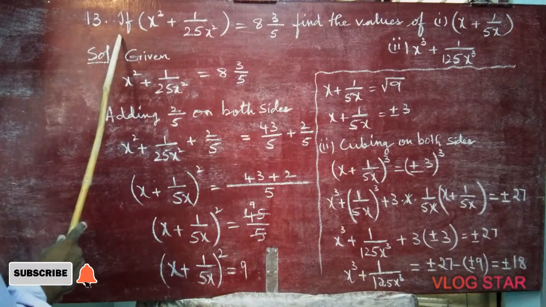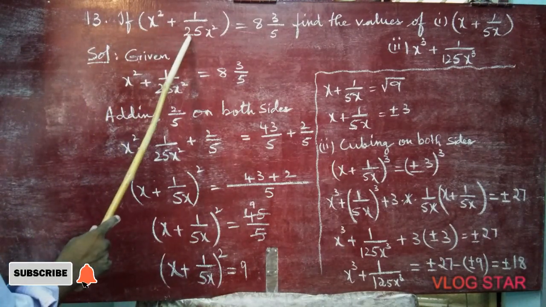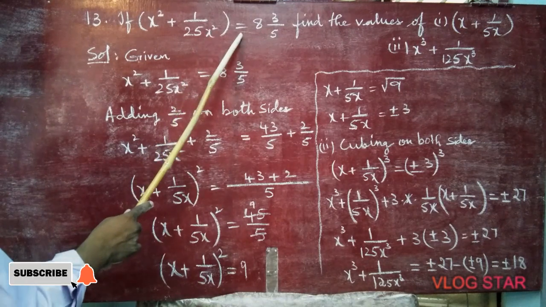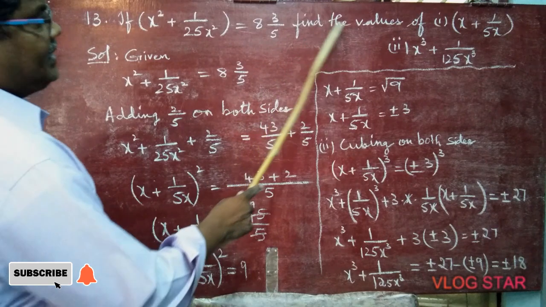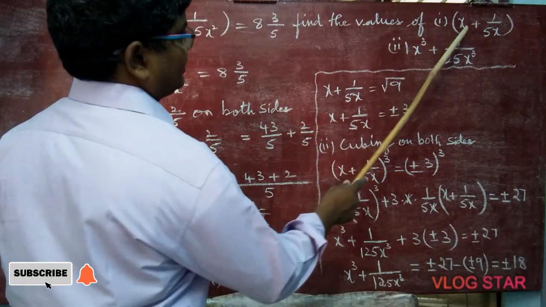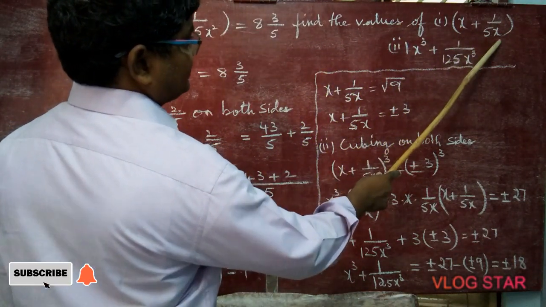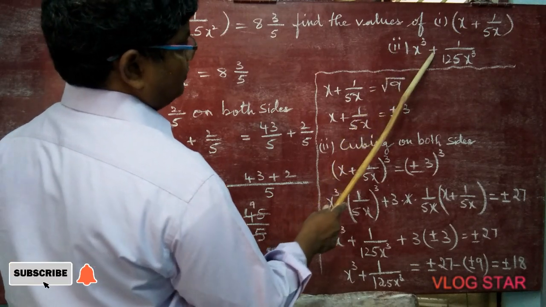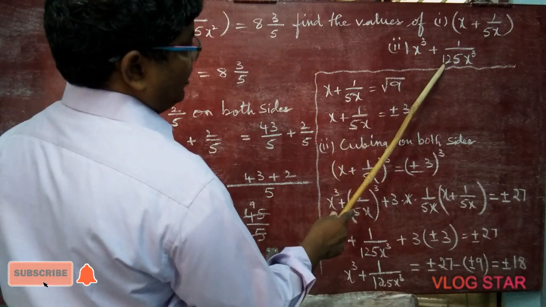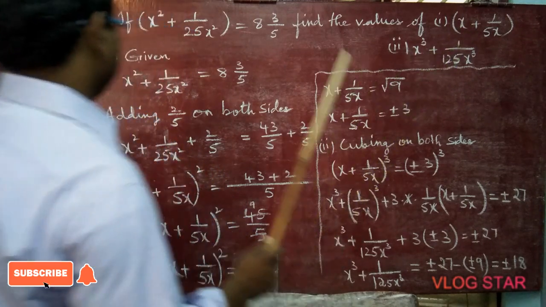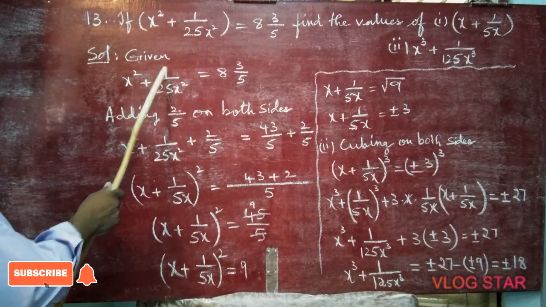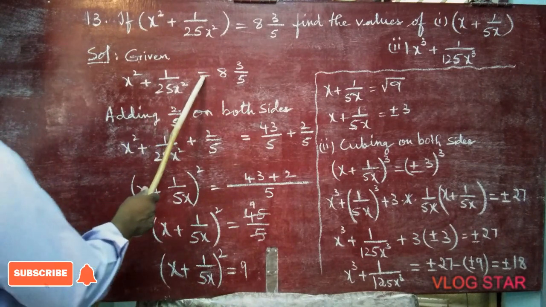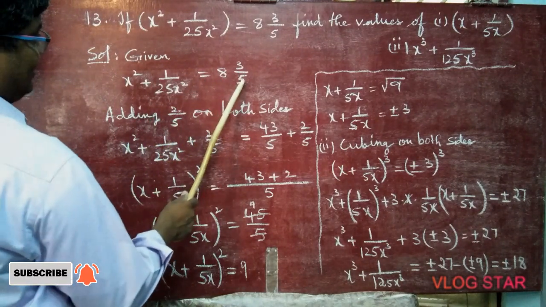13th problem. If x square plus 1 by 25x square is equal to 8 3 by 5, find the value of first one x plus 1 by 5x, second bit x cube plus 1 by 125 x cube. Solution given. x square plus 1 by 25 x square is equal to 8 3 by 5, they have given.